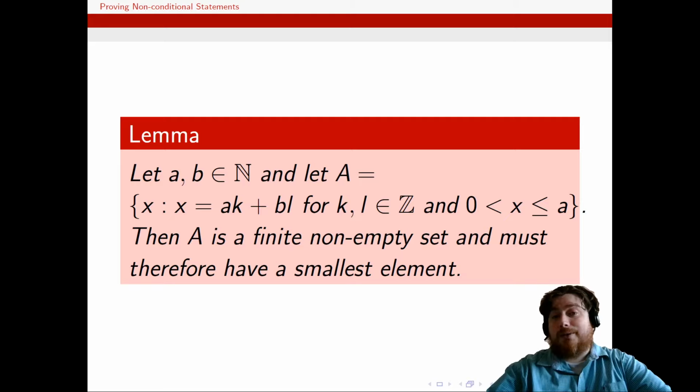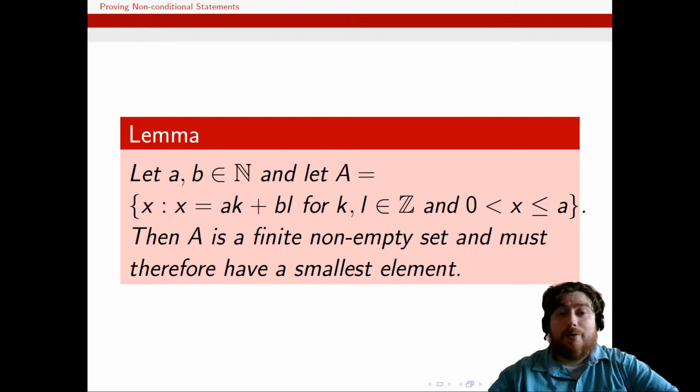So that is, I only want natural numbers. So I'm going to say 0 is less than x. But I'm going to say all the ones that are less than or equal to a. So just to put an upper bound on it. So by putting the upper bound, I'm going to make it a finite set. And now I need to show that it's going to be a non-empty set. So if I can show this is a finite non-empty set, then it must have a smallest element.